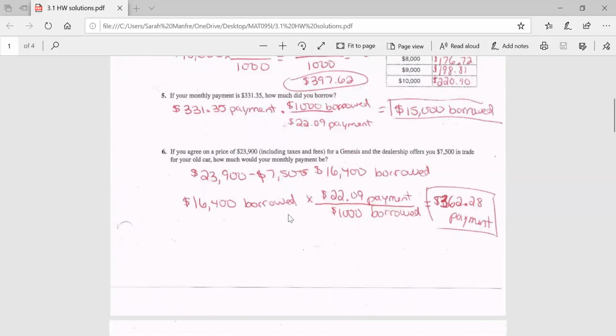And question 6, if you agree on a price of $23,900, including taxes and fees, and the dealership offers you a $7,500 trade-in for your old car, that means that they're going to give you $7,500 back. How much would your monthly payment be? Well, the first thing you have to figure out is how much are you going to be borrowing? If you take the $23,900 and subtract the amount you're getting back, that's going to be equivalent to borrowing $16,400. And I know that we're borrowing $16,400, so I'm going to multiply by 22.09 because that's the amount you're paying per $1,000. Divide by 1,000, and it gives you a monthly payment of $362.28.